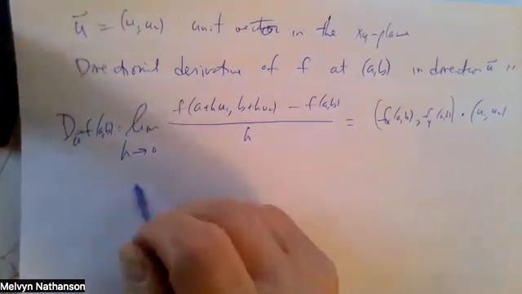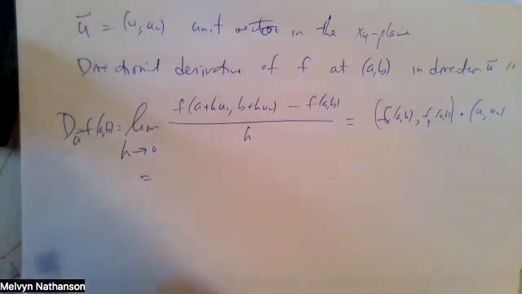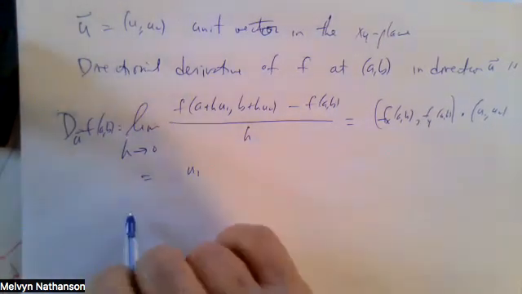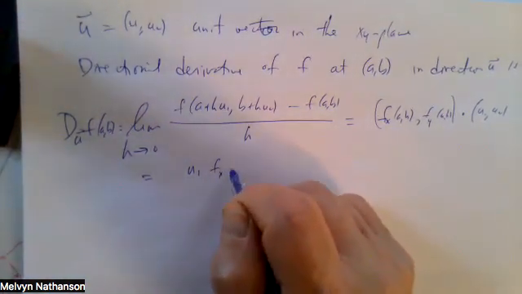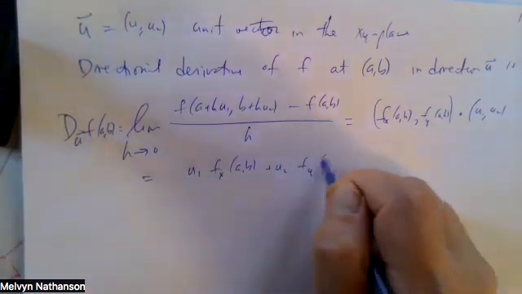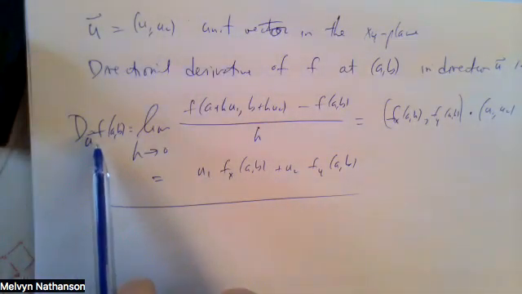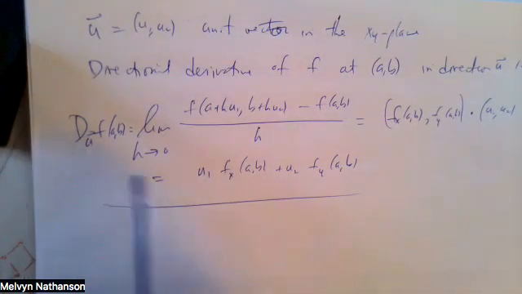So this is equal to, if I take the dot product, u1 times the partial of f with respect to x at (a, b) plus u2 times the partial of f with respect to y at (a, b). And this reduces the calculation of a directional derivative to the calculation just of the partial derivatives.